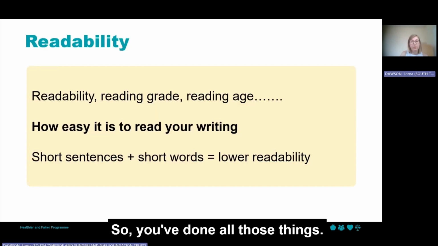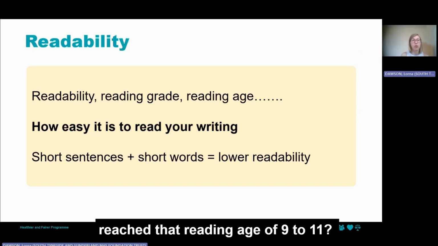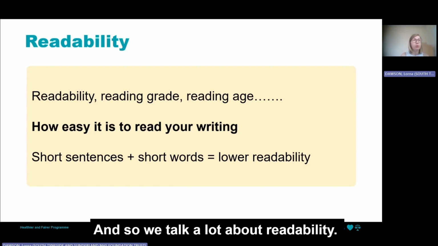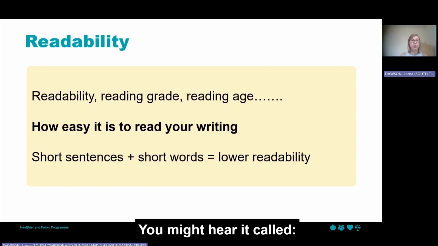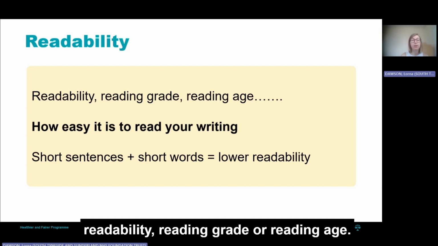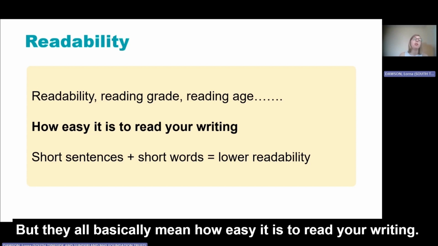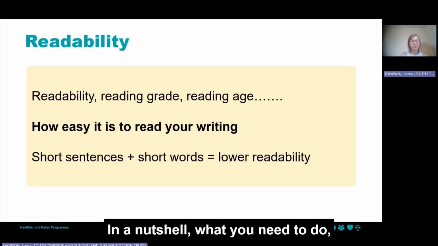So, you've done all those things. You've followed Betty really well. How do you know whether you've reached that reading age of 9 to 11? So we talk a lot about readability. You might hear it called readability, reading grade, or reading age. But they all basically mean how easy it is to read your writing.